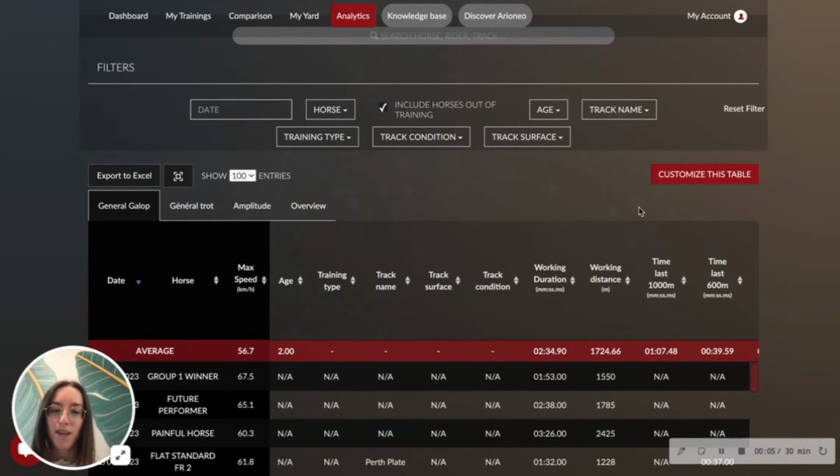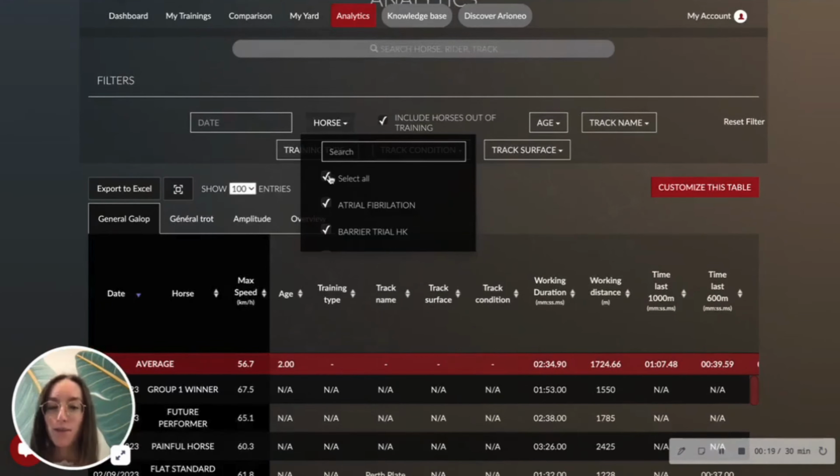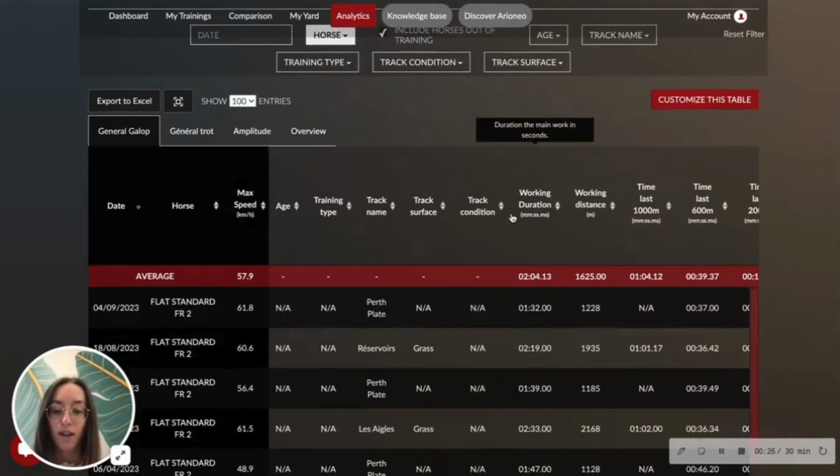Following my previous video on how to use the analytics table, today I wanted to show you a bit more in depth how to analyze one specific horse with the analytics table. Today the horse we're going to analyze is a demo name, called Flat Standard FR2. It's a French horse, so trained on French tracks.